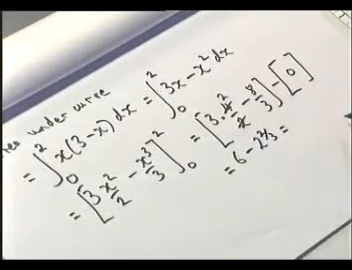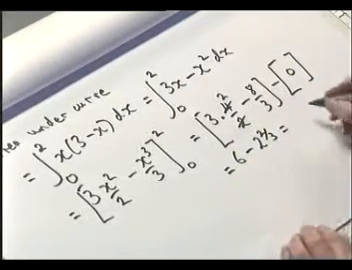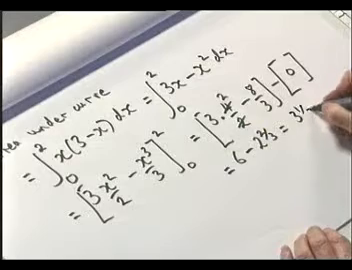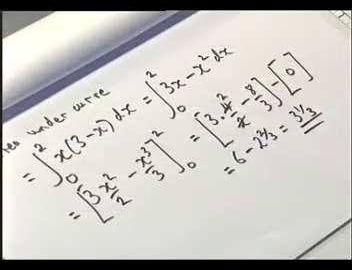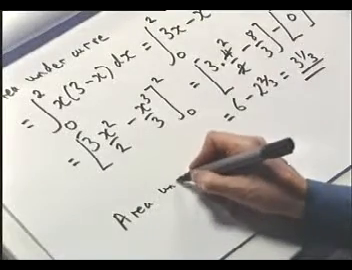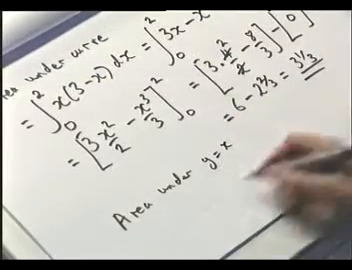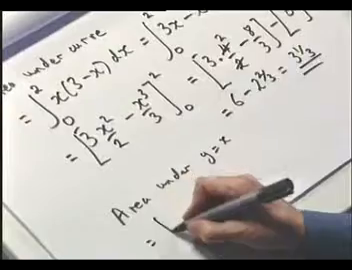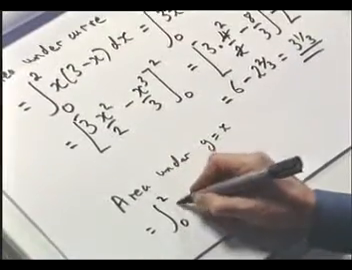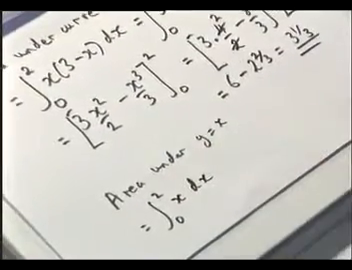So the area that we've got is 6 minus 2 2/3, which is 3 1/3. So that's the area under the curve. Now what we need is the area under y equals x. So this will be equal to the integral between 0 and 2 of x dx.